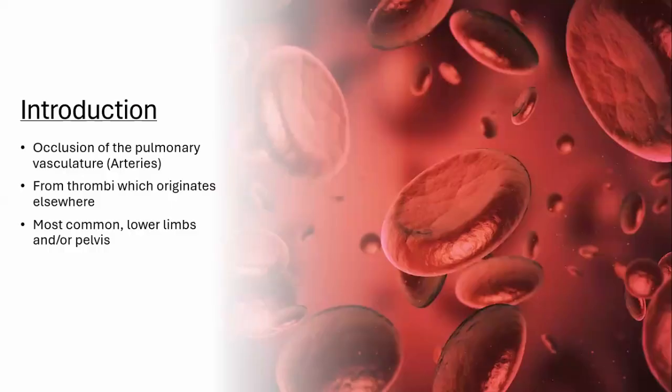So, obviously, we all know what PE is. It's an occlusion of the pulmonary vasculature. It's usually from thrombi, which originates elsewhere, and it's most commonly in the lower limbs and/or the pelvis.